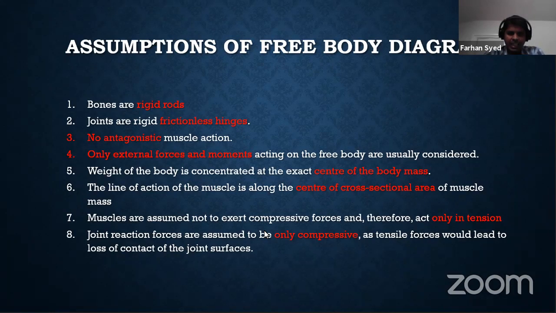We are not focusing on any internal forces. Our complete focus is on external forces and external moments. We make an assumption that all the weight of the body is concentrated in the center of the body mass. The line of action of the muscle is along the cross section. So if you imagine the cross section of the abductors, which are your gluteus medius and minimus, the center of it is the direction in which the muscle is acting. Muscle is assumed to apply tensile forces, whereas joint reaction forces are compressive. Again, this is something where there is no easy way out of it. You have to learn it by heart and be able to mention it whenever you are asked to draw a free body diagram.